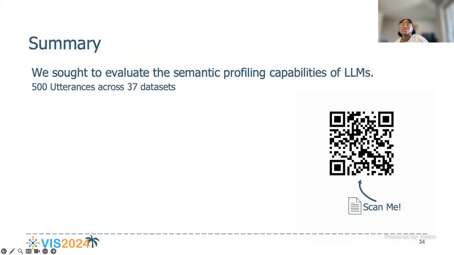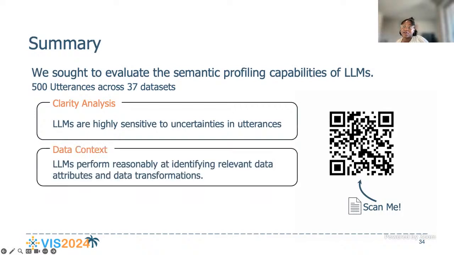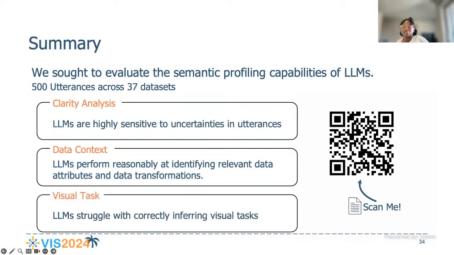And so, in summary, we sought to evaluate the semantic profiling capabilities of LLMs. We evaluated 4 publicly available LLMs across 500 utterances and 37 datasets. We found that LLMs are highly sensitive to uncertainties in utterances. They perform reasonably at identifying the relevant data attributes and transformations, but they struggle with correctly inferring visualization tasks.